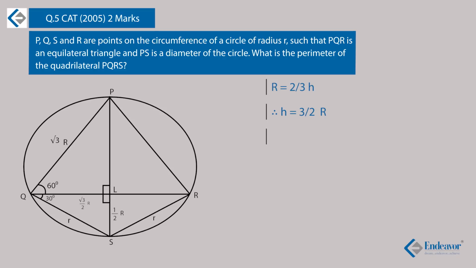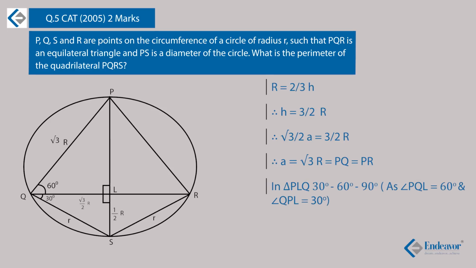But height is √3/2 times the side of the equilateral triangle, and therefore the side of the equilateral triangle is equal to √3 times r, which clearly gives me the two sides of the quadrilateral, PQ and PR, and their lengths, as we calculated, is √3 times the radius. Now moving on, what do we have? We have to find QS and RS. How can we find that?